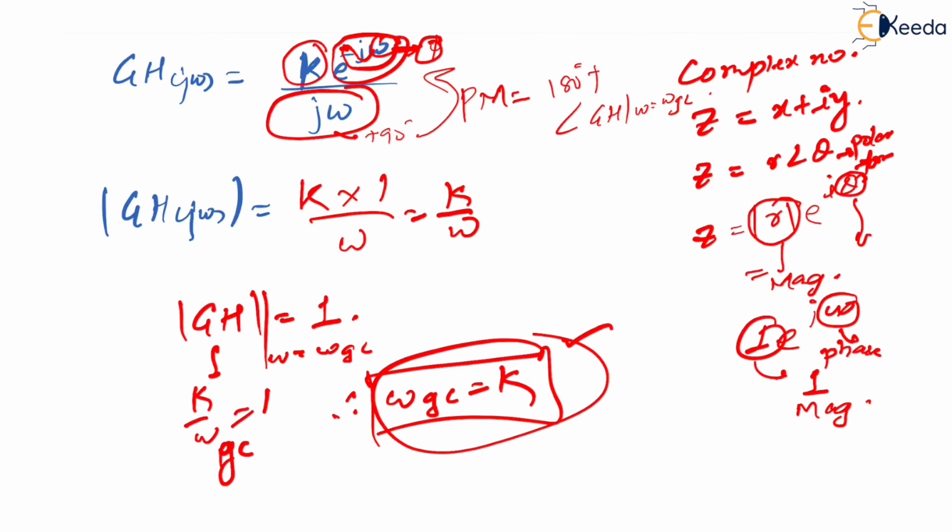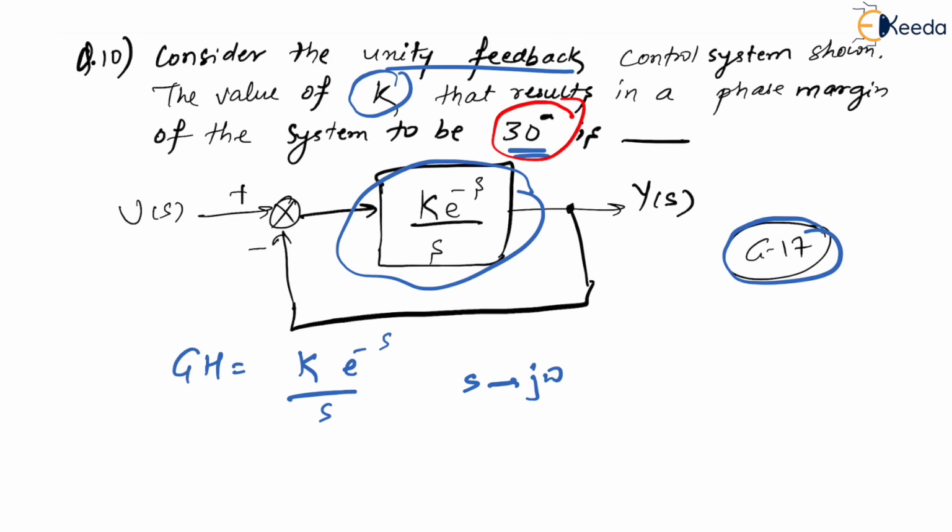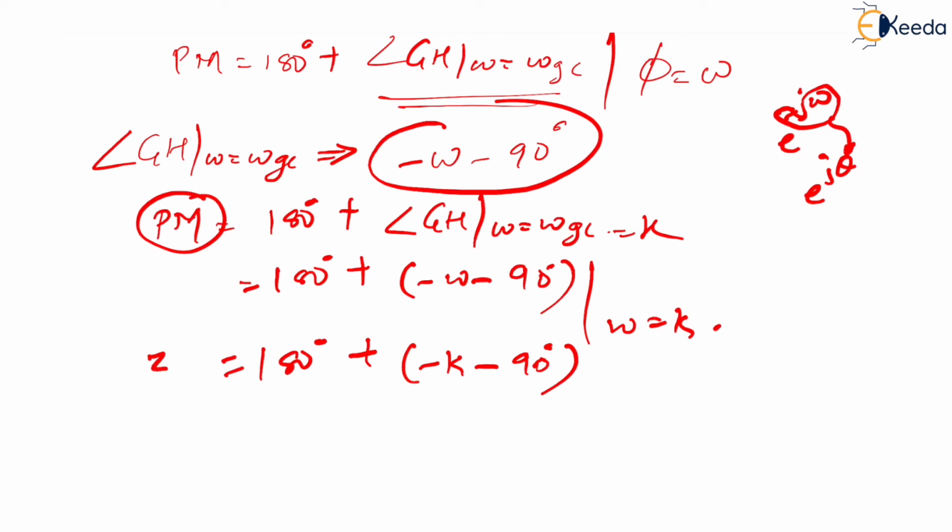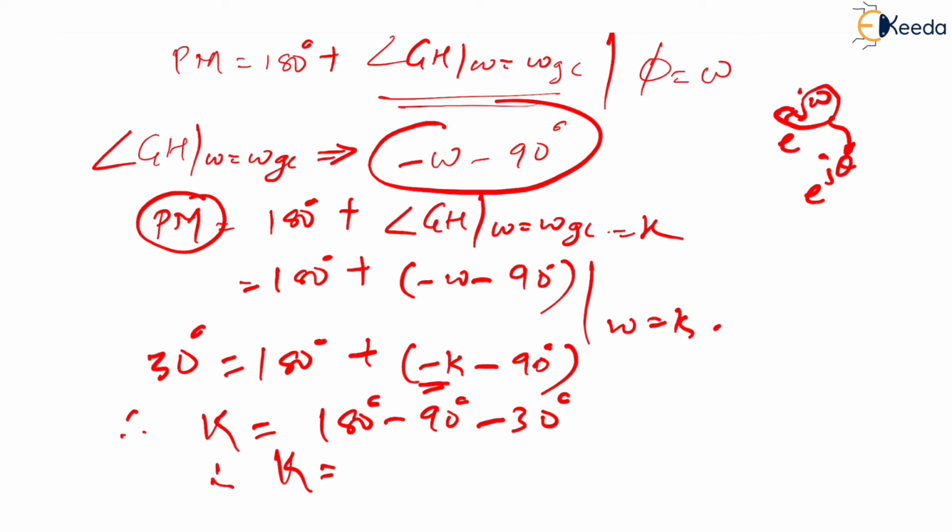Is that correct? Yes. Now this is PM, and PM is given to be 30 degrees. So let me equate that with 30 degrees. If I take this k on that side, I get k equal to 180 degrees minus 90 degrees minus 30 degrees. Therefore k is equal to 180 minus 90 is 90, 90 minus 30 is 60 degrees. K is equal to 60 degrees.